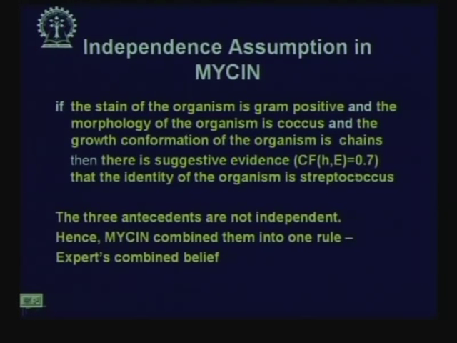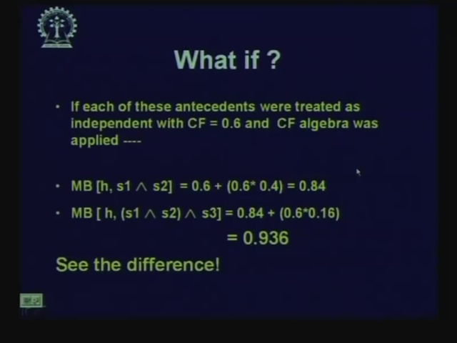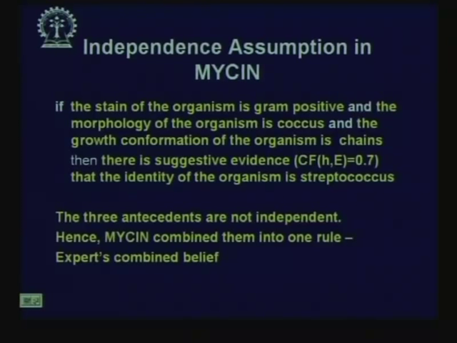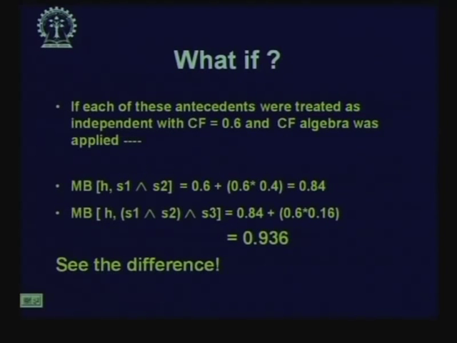Now, if we had assumed that each of these antecedents were independent and had an independent certainty factor of 0.6, all of them having 0.6, and certainty factor algebra was applied. What do we mean by independent? In that case, being gram positive does not causally affect, it is not the cause of the morphology being coccus, and the morphology being coccus is not causally related to the growth conformation in chains. These are three independent observations.